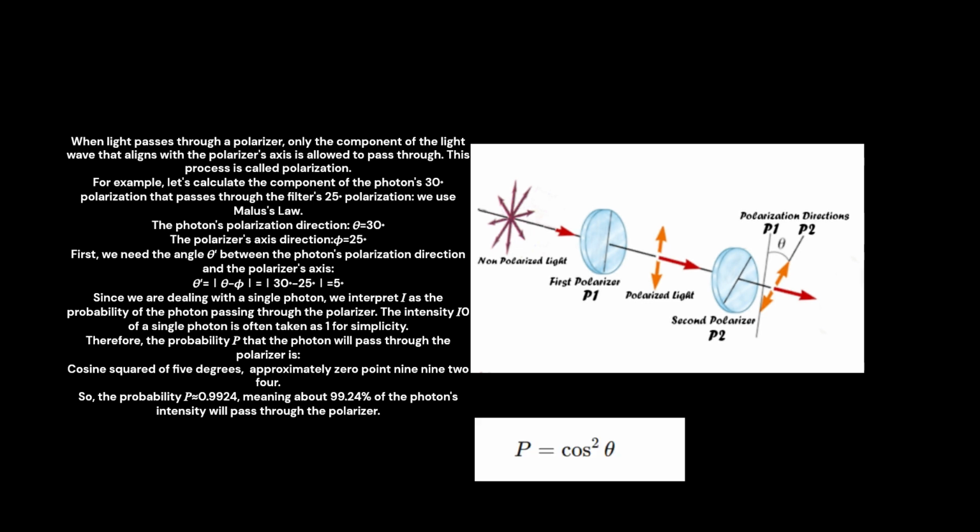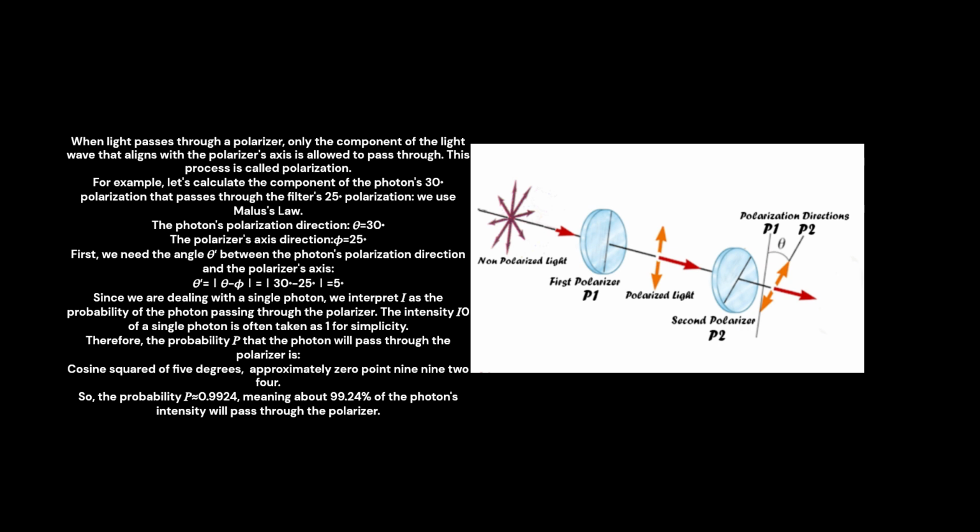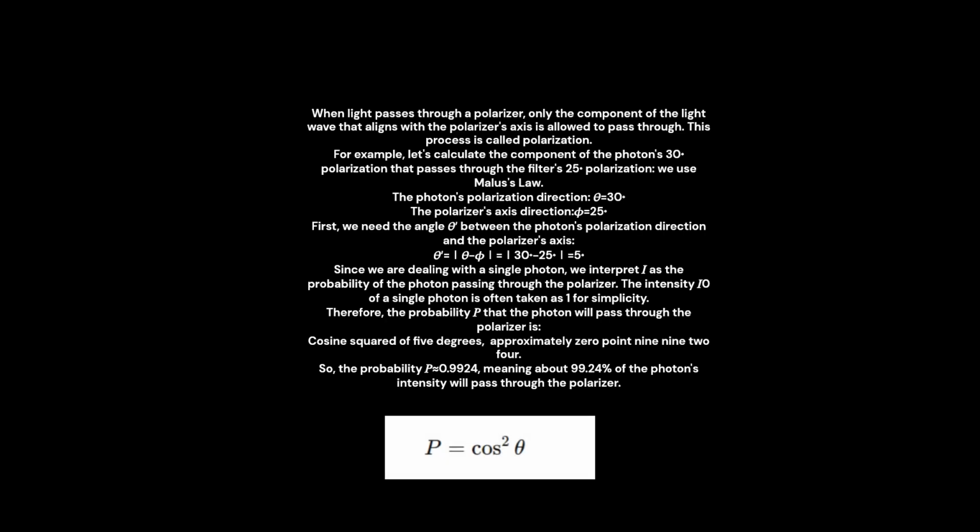Since we are dealing with a single photon, we interpret I as the probability of the photon passing through the polarizer. The intensity I0 of a single photon is often taken as 1 for simplicity. Therefore, the probability P that the photon will pass through the polarizer is cosine squared of 5 degrees, approximately 0.9924. So, the probability is almost equal to 0.9924, meaning about 99.24% of the photon's intensity will pass through the polarizer.